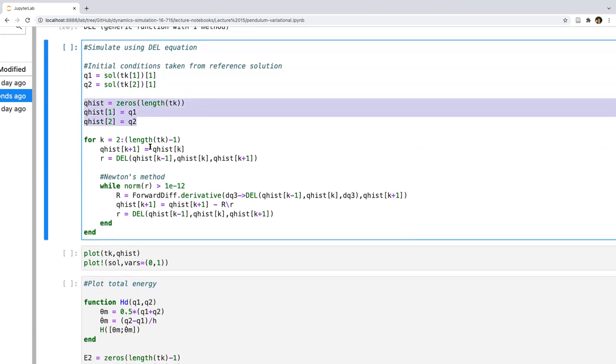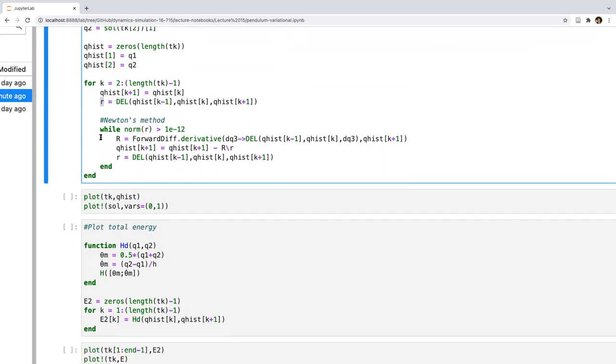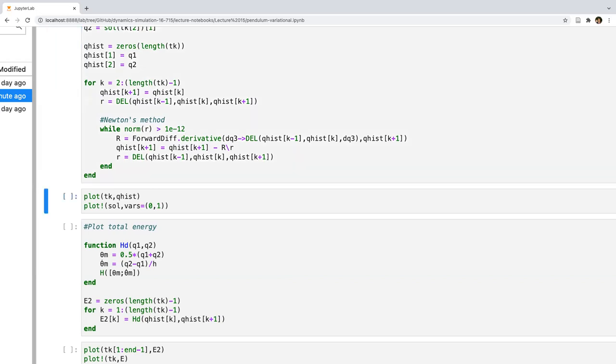So I'm plugging in q1, q2 from the reference solution. Then here's my Newton's method. Basically, I'm going to evaluate the discrete Euler-Lagrange equation. I'm going to take an initial guess of q_{k+1} equals q_k. Evaluate this guy. It's not going to be zero. I'm going to get some residual. Then I'm going to do Newton's method where I evaluate the derivative of this guy with respect to q3, right? And then I set up the standard Newton's method where I get this correction, where I take the Jacobian inverse times the residual and I update q_{k+1}. Then I evaluate the residual again and I loop this until the residual is driven down to like 1e-12. So until basically numerical tolerances.